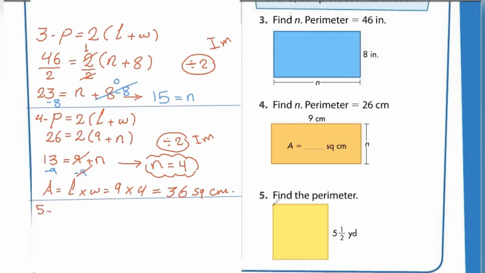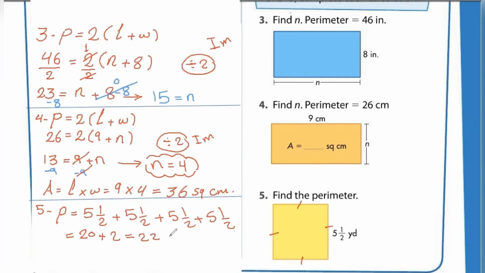Number 5, find the perimeter. Here we have a square, we have 4 equal sides. So for the perimeter, I will add the 4 sides. So the perimeter equals 5 and 1/2 plus 5 and 1/2 plus 5 and 1/2 plus 5 and 1/2. 5 plus 5 plus 5 plus 5 equals 20. Half plus half plus half plus half is 2. 20 plus 2 equals 22 yards.